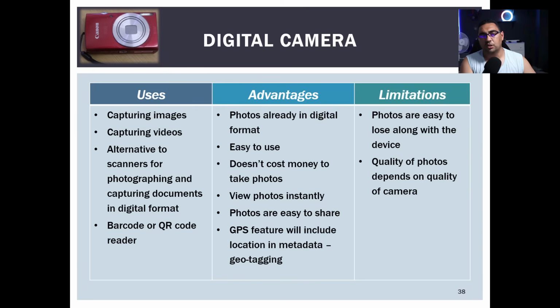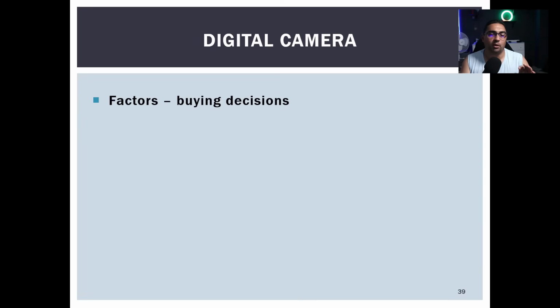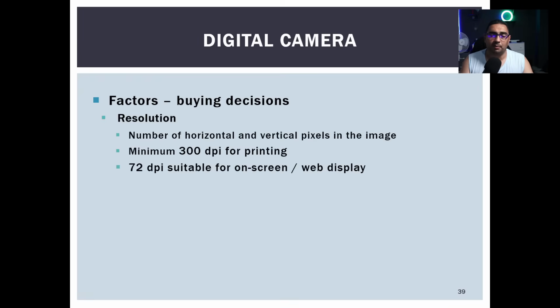Remember, the photos are easy to lose, because if we lose the camera, it's gone. And the quality of the photos depends on the quality of the camera. That's very important, even when we look at our phones. We have some buying decisions, and when we look at buying a digital camera, what do we look at? We look at the resolution, the quality.